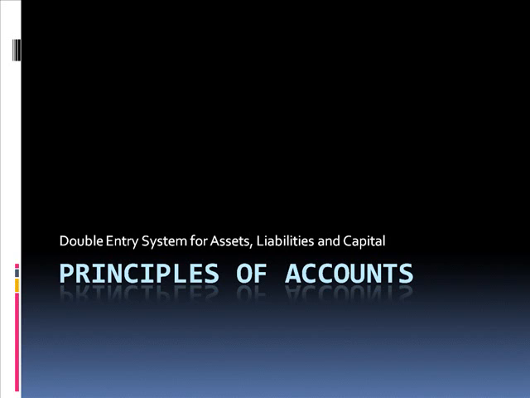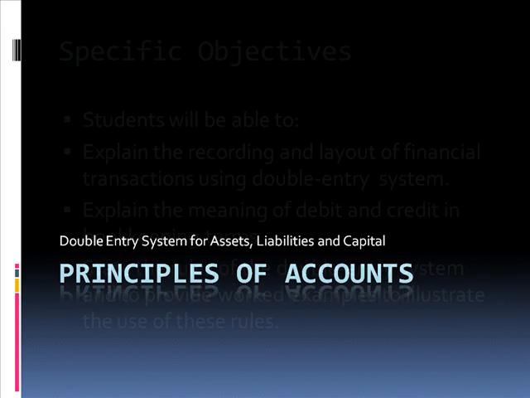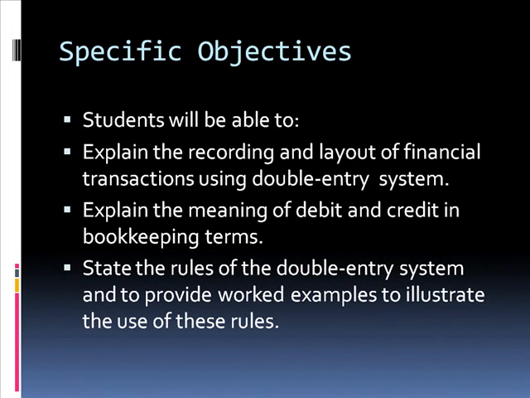In this session, as you can see on the screen, we will look at the double entry system for assets, liabilities, and capital. Do enjoy this segment. At the end of this lesson, students will be able to explain the recording and layout of financial transactions using the double entry system. Students will be able to explain the meaning of debit and credit in bookkeeping terms. They will also be able to state the rules of the double entry system and to provide worked examples to illustrate the use of these rules.